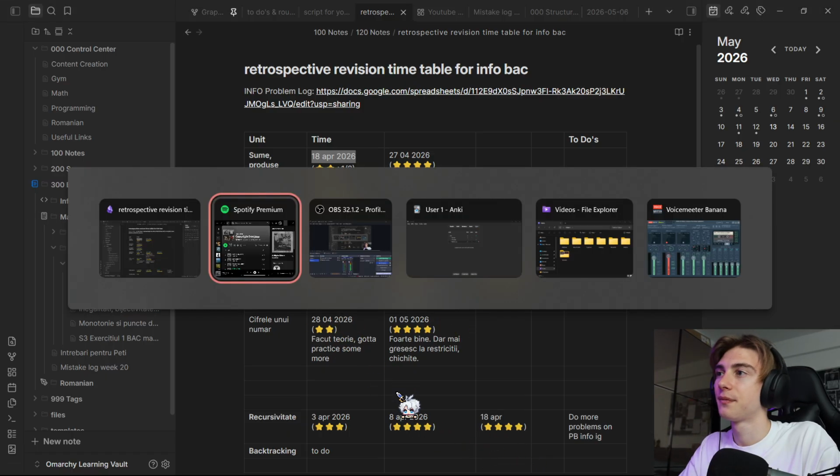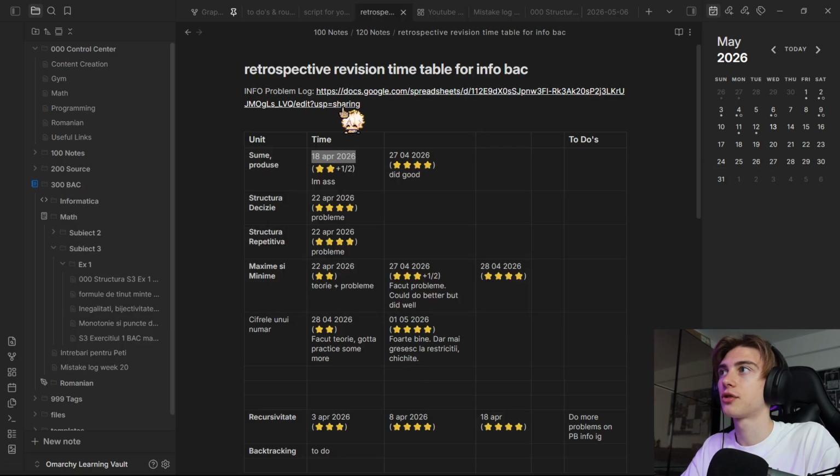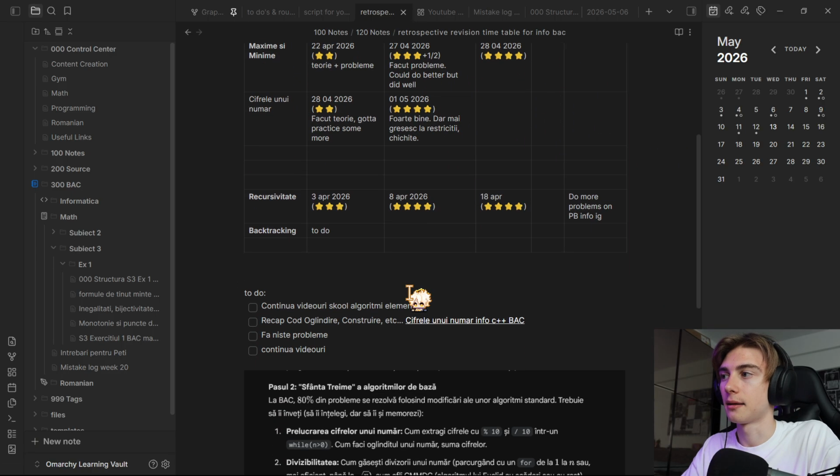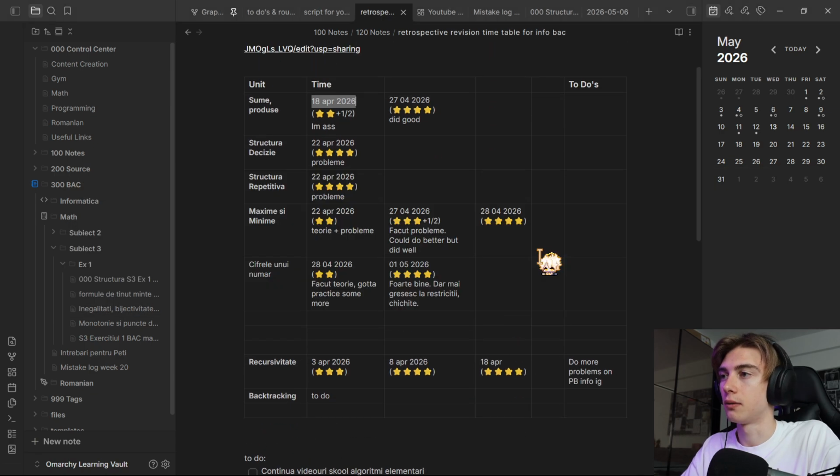So yeah, that's cool. The retrospective revision timetable is really that simple. You just put the units here, time, and that's that. And I also have to-dos. To-dos are really cool.